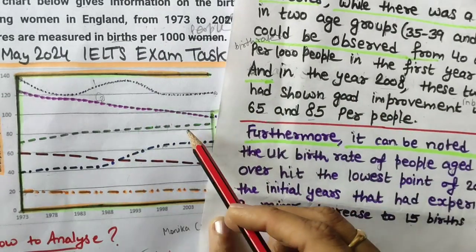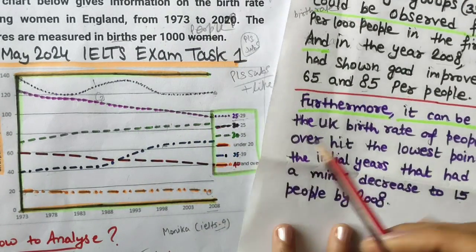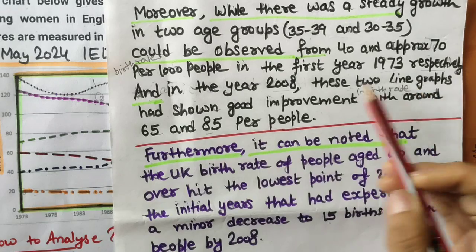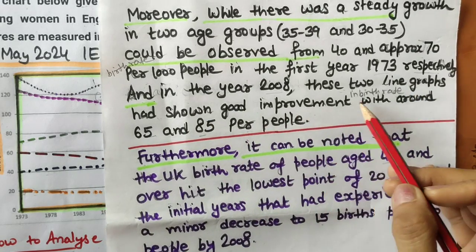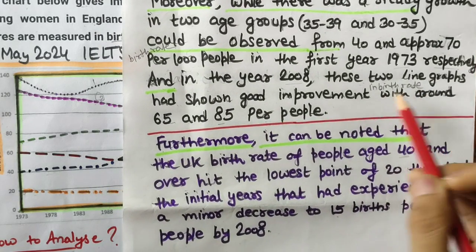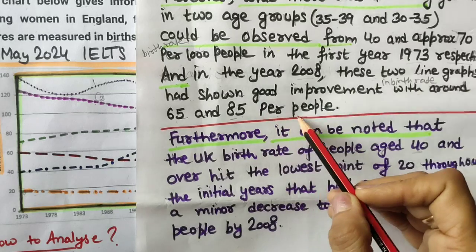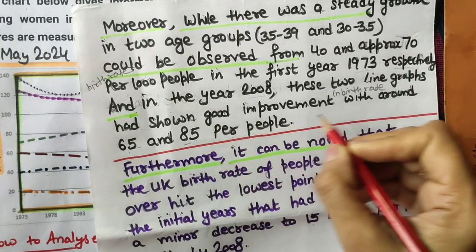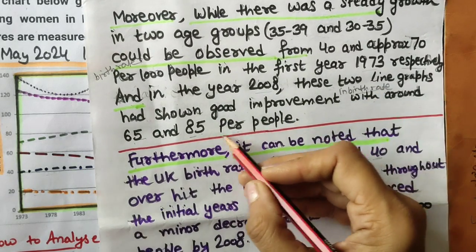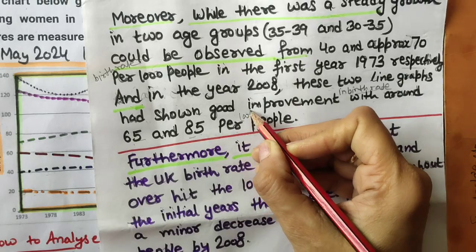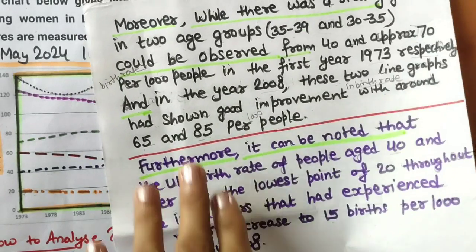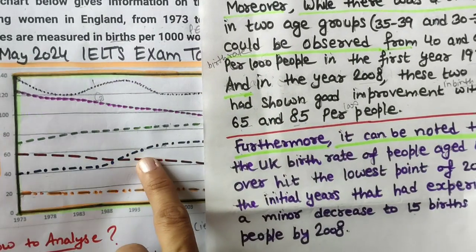And in the year 2008, now I am talking about the last year. Okay, these two line graphs had shown good improvement in birth rate with around 65 and 85 per people. Birth rate I have already written, that's why per 1000 people. Okay, so this is the combination of these two lines.